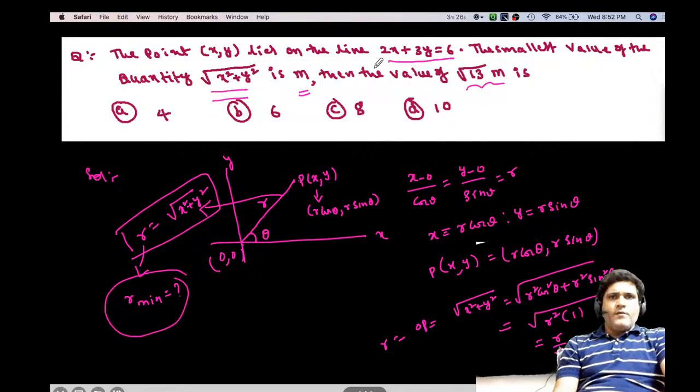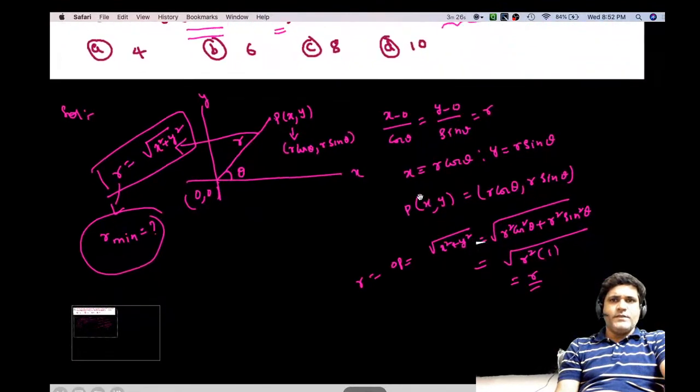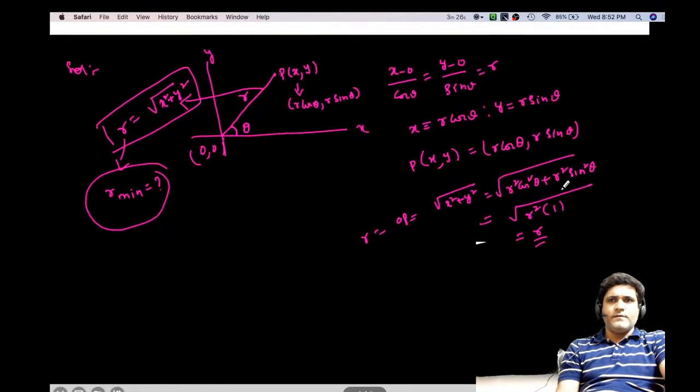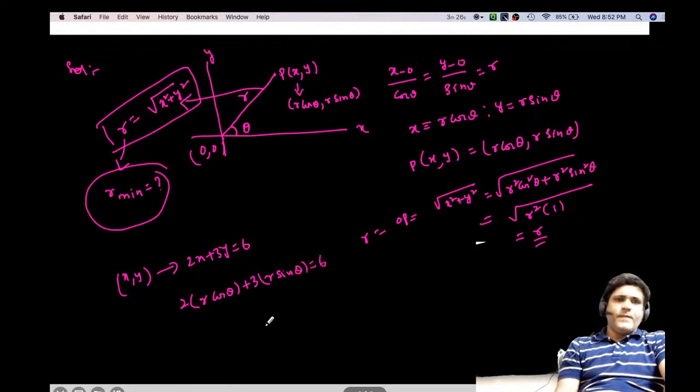But (x, y) lies on this straight line, 2x + 3y = 6, is given. Therefore (x, y) satisfies that equation. That is, 2 into x, which is r cos theta, plus 3 into r sin theta is equal to 6. So from here r is equal to 6 by (2 cos theta + 3 sin theta). So this is our r.